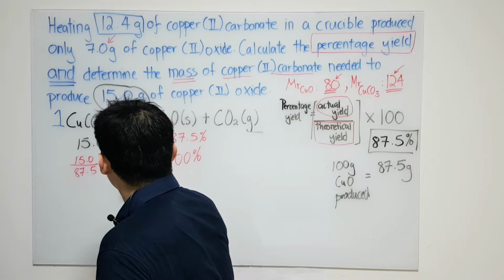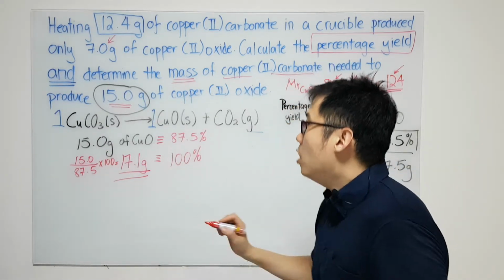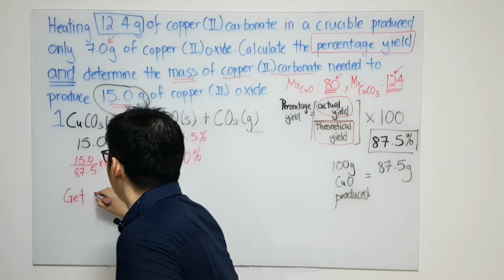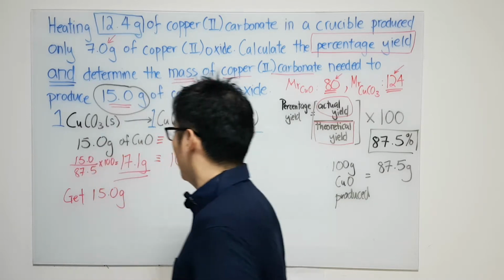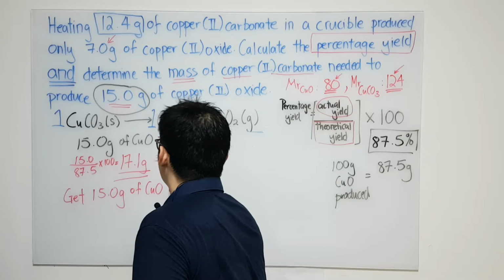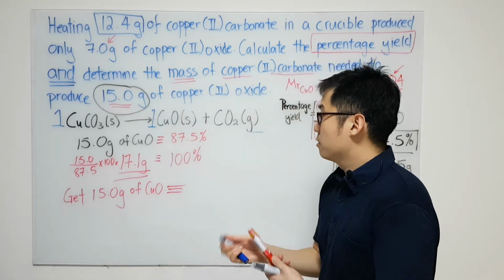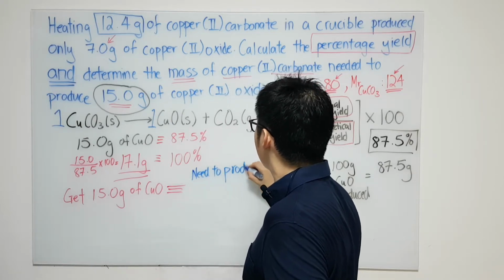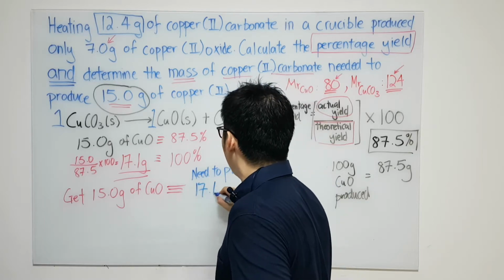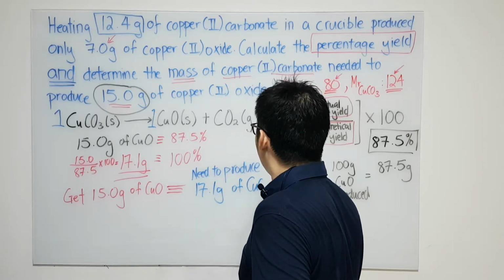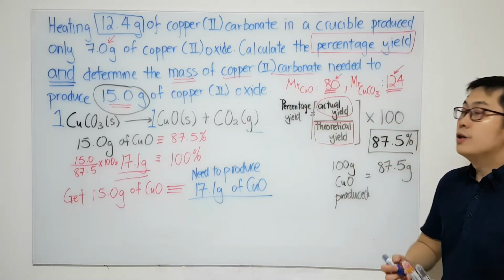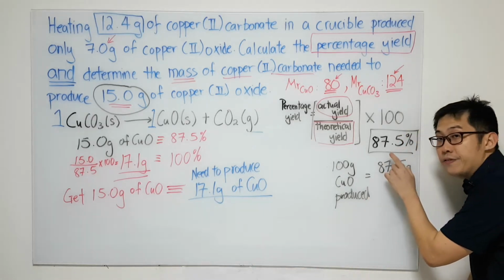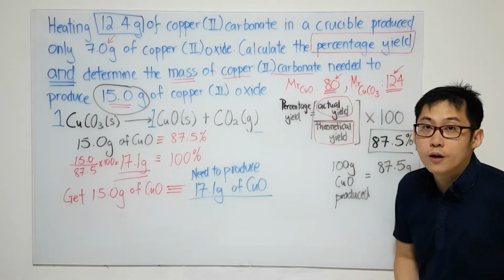And if you press the calculator, that would actually give you 17.1 grams. So what this means is that in order for me to get 15.0 grams of copper oxide, I actually need to produce 17.1 grams of my copper oxide, so that 87.5% of this yield will give me 15 grams of copper oxide.